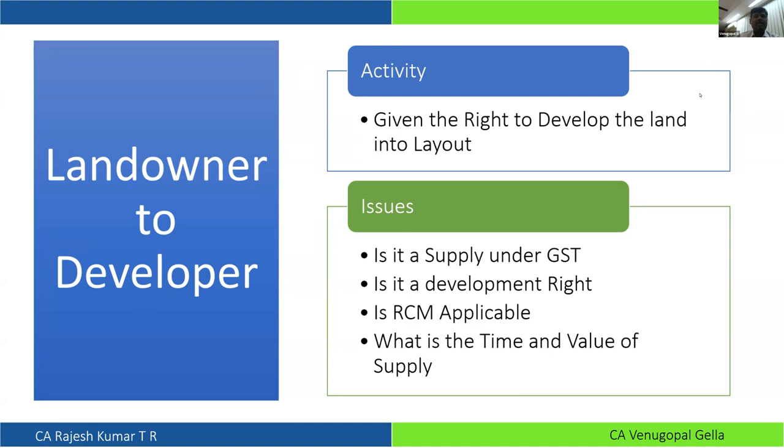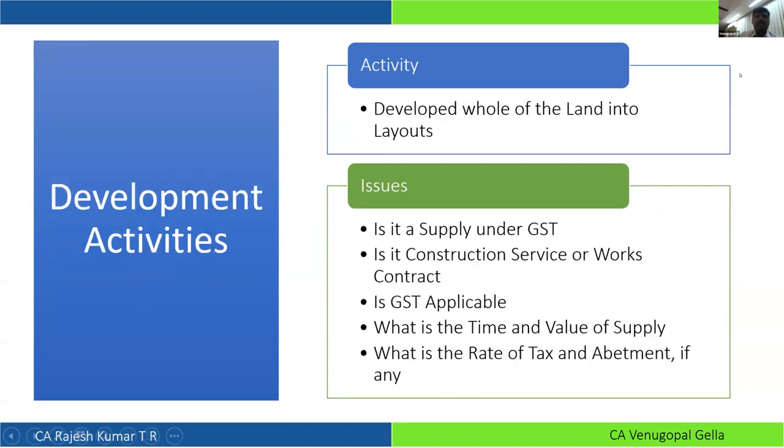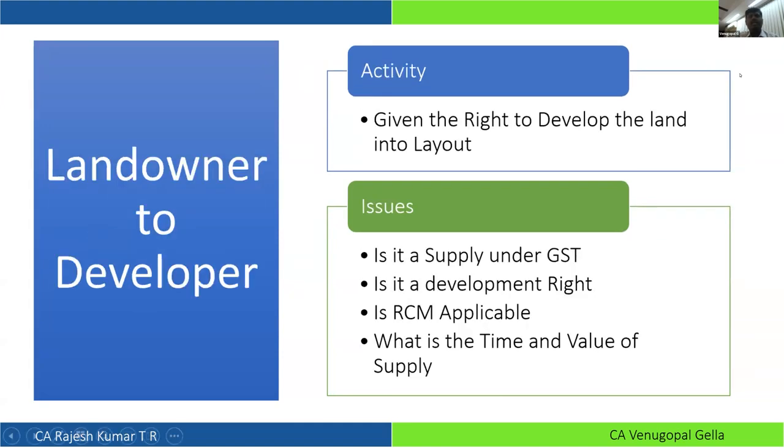The landowner is allowing the builder to develop the land into layouts, which means multiple plots are getting built on each of the individual lands. There is a further development of apartments that would still happen. That means some activity is happening on the land, but the development right, in my view, is not given away.